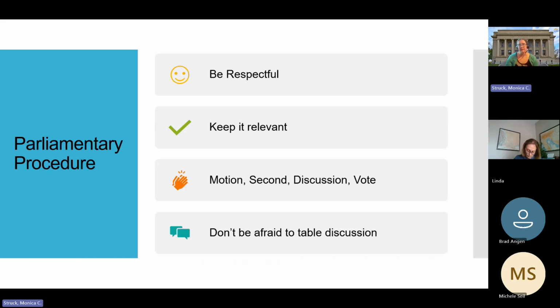The general mode of it is that there is a motion for some form of action, a second, discussion, and then a vote. And if you're finding in a meeting that discussion is not being fruitful, you can always move to table discussion. Take a little time, everyone think it over, read over the materials that you have, and then dive into it at the next meeting.